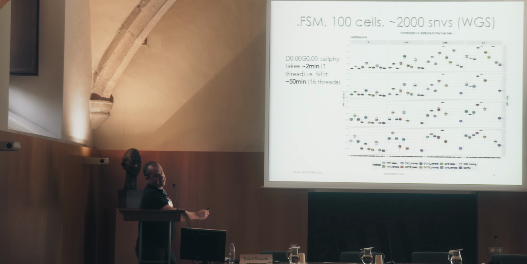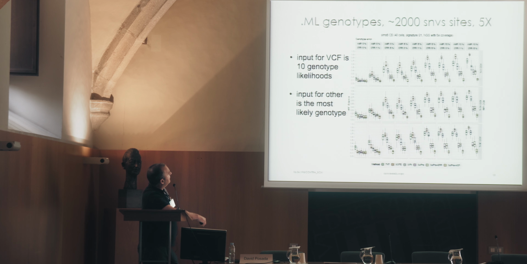We are much, much, much faster than the other tools. To give you an idea, the second fastest tool is CFIT. It takes 50 minutes and 16 threads, where we do it in 2 minutes in 1 thread. So we are 300 times faster than CFIT. And when we use the likelihoods, and the data as a BCF with genotype likelihoods, we are these three, with different flavors of our program.